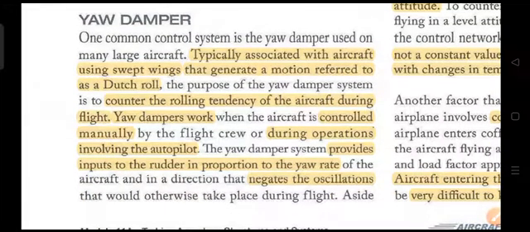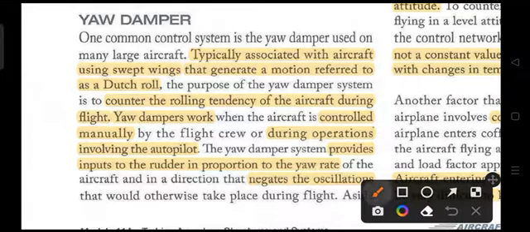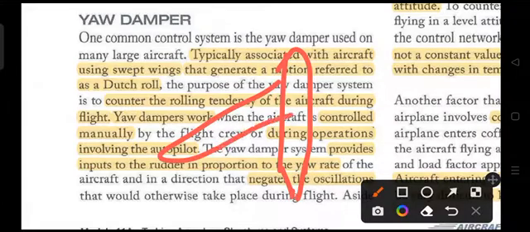Then you have the yaw damper. Now what is a yaw damper? See, a yaw damper is basically a mechanism used to eliminate one tendency of an aircraft. The tendency is called Dutch roll. This is typically associated with aircraft using swept back wings. Usually the modern aircraft all have swept back wings, right? So when there is a swept back wing like this, a wing that is going backward, they will generally have a Dutch roll.